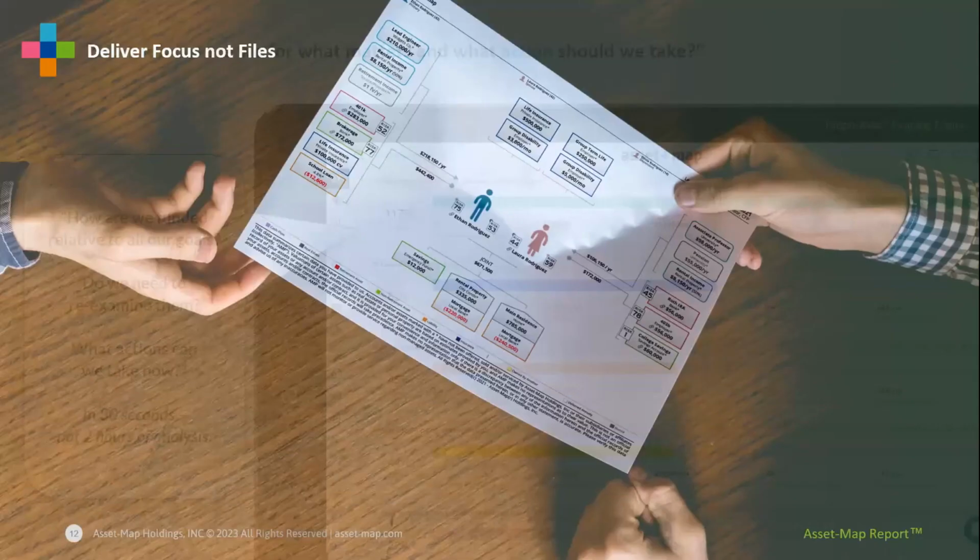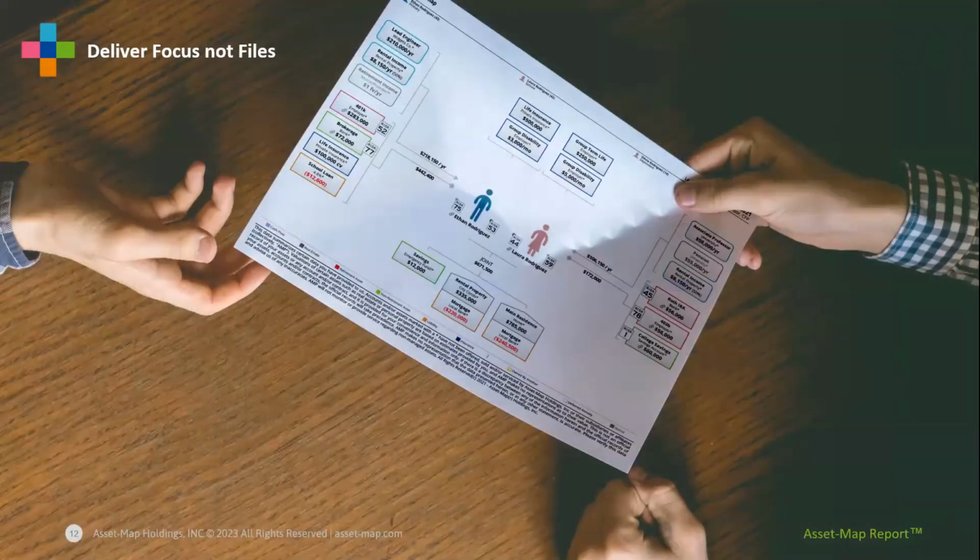After that, it just comes down to really being able to provide a deliverable that's simplified. No longer do we need that 70-page report. We can use the Asset-Map report. Maybe there might be a few other reports that we decide to include, but there's power in simplifying that deliverable and having it make sense.